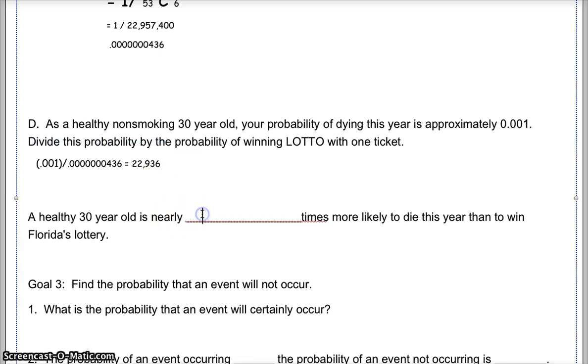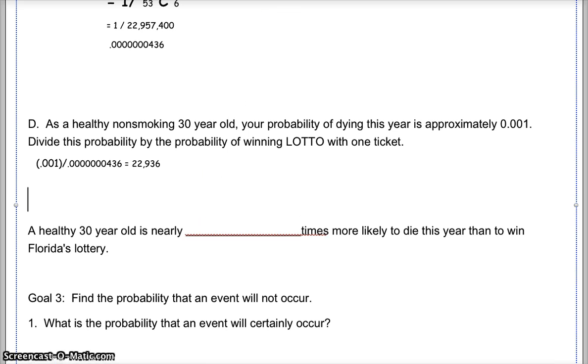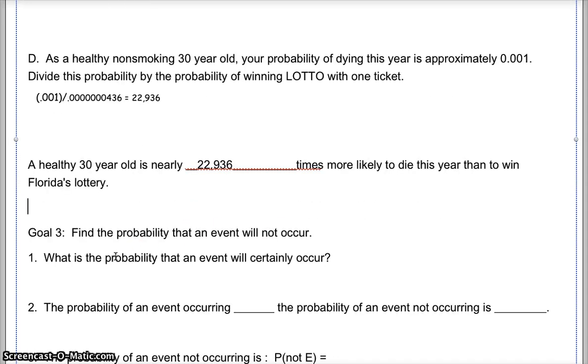22,936 is the outcome. So we can say that a healthy 30-year-old is nearly 22,936 times more likely to die than to win Florida's lottery. Interesting numbers.